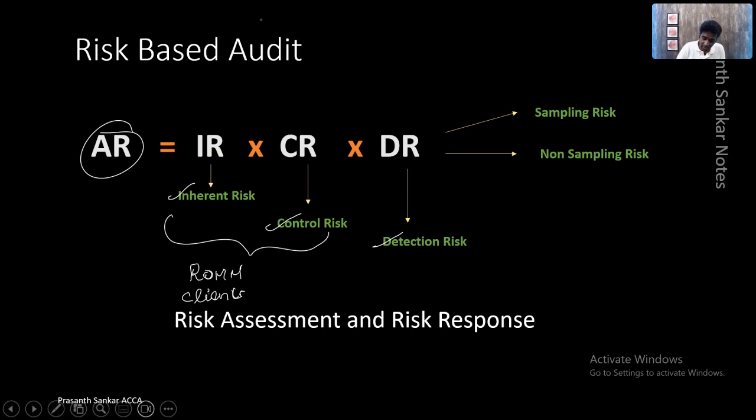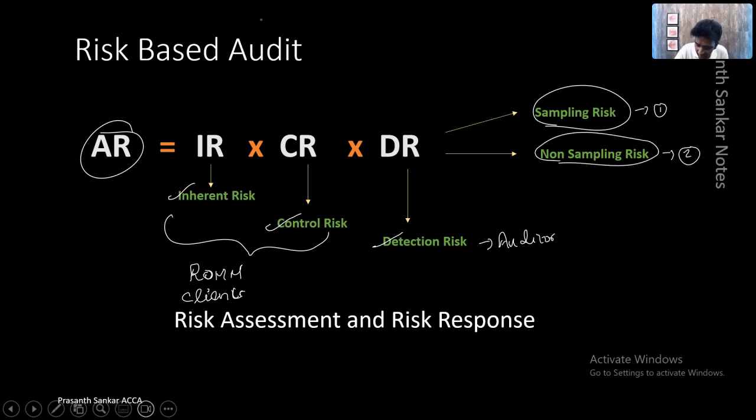Whereas detection risk is completely with the auditor. The auditor fails to detect the risk that is involved in an audit. The client, knowingly or unknowingly, made a mistake, but the auditor himself did not identify it. Detection risk is divided into two aspects. One is sampling risk. The second is non-sampling risk.